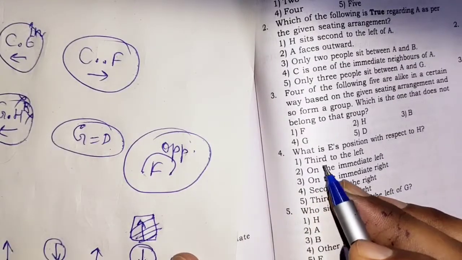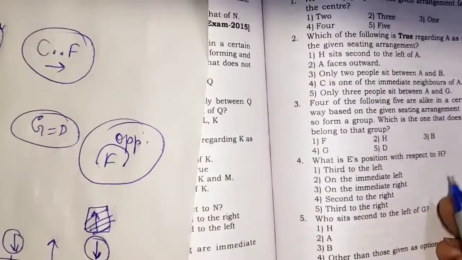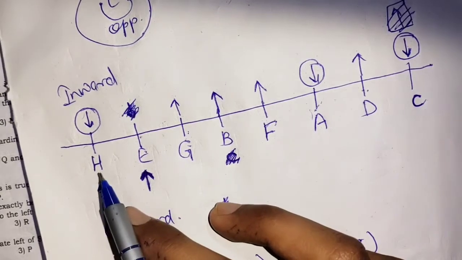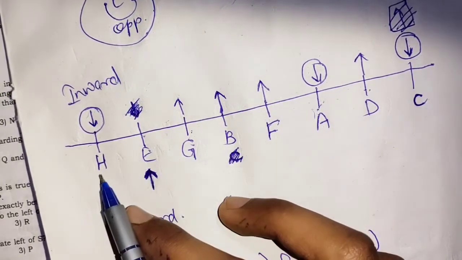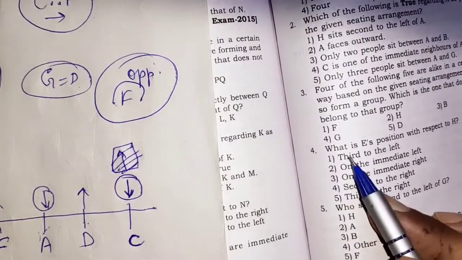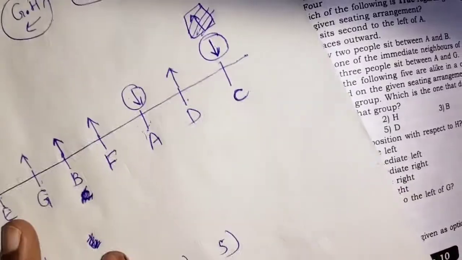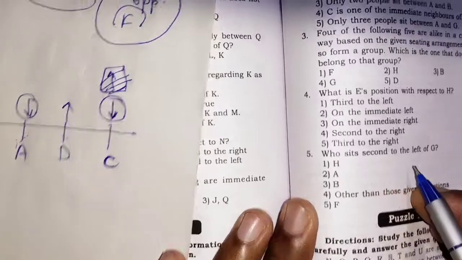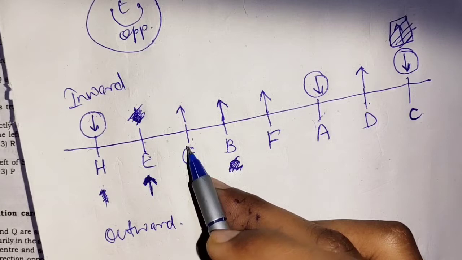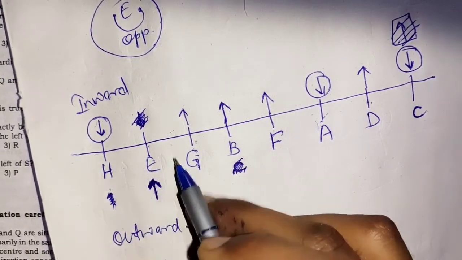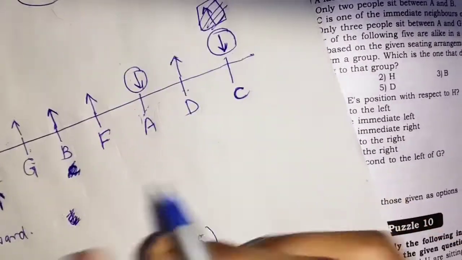4. What is each position with respect to H? So E is to the immediate left of H. Here you can see E is to the immediate left of H. So on the immediate left, 4 is 2. 5. Who sits second to the left of G? G is facing upward, so first left, second left. So H is sitting second to the left of G. 5 is 1.